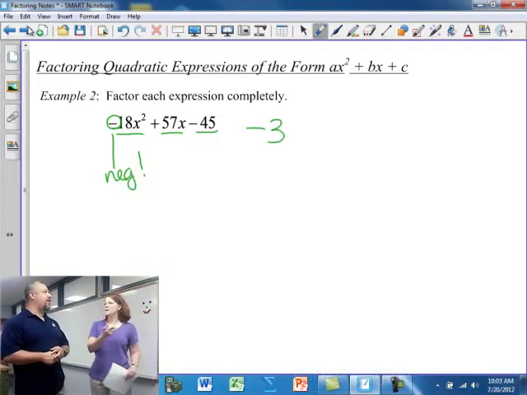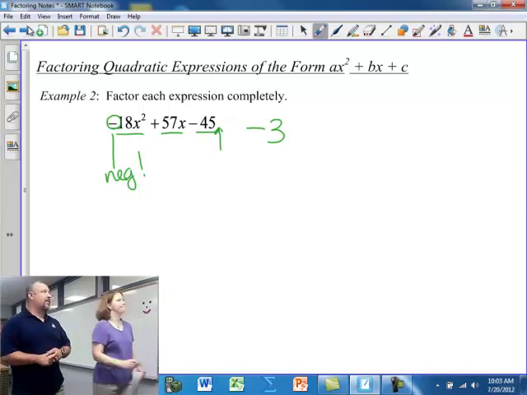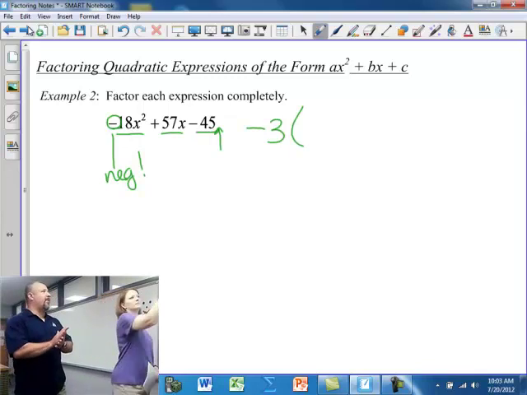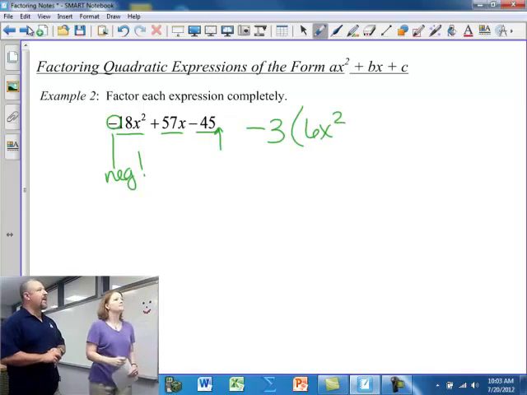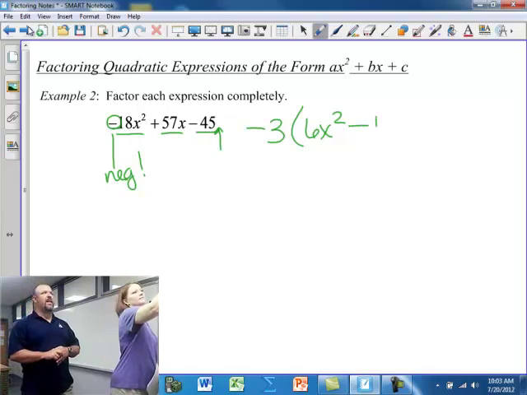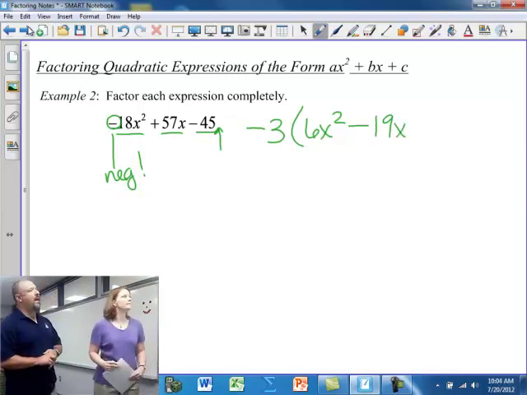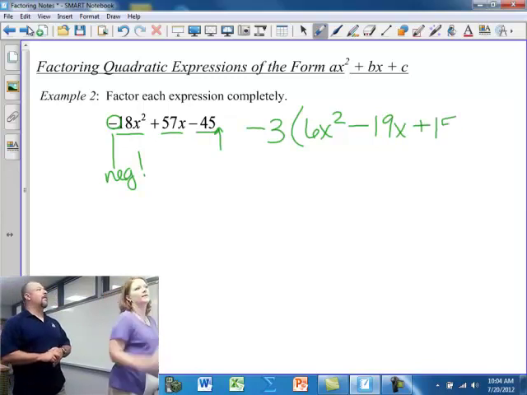Okay, so we'd have negative 3, then in parentheses. Can we take any x's out of this one? Nope, no x's, because the last term of 45 has no x's in it. So we don't have any common x's. All right, so what's left when we divide out a negative 3? We have 6x squared. Notice that's a positive 6x squared now. Then we're going to have a negative, and 57 divided by 3 would be 19x, and negative 45 divided by negative 3 would be positive 15.